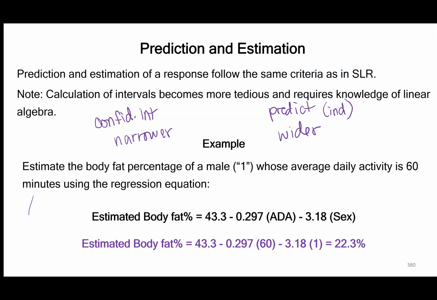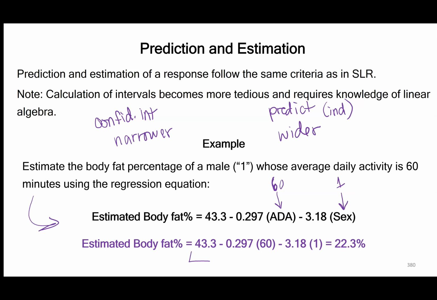Here's an example where we have our least squares regression line for estimated body fat, but we want to estimate the body fat percentage for a male, so that's a value of 1 for sex. Average daily activity is 60 minutes, so I need to plug in 60 here and 1 here for sex. Remember, if it was female, you plug in 0 for sex. It's just because they're alphabetically in that order.